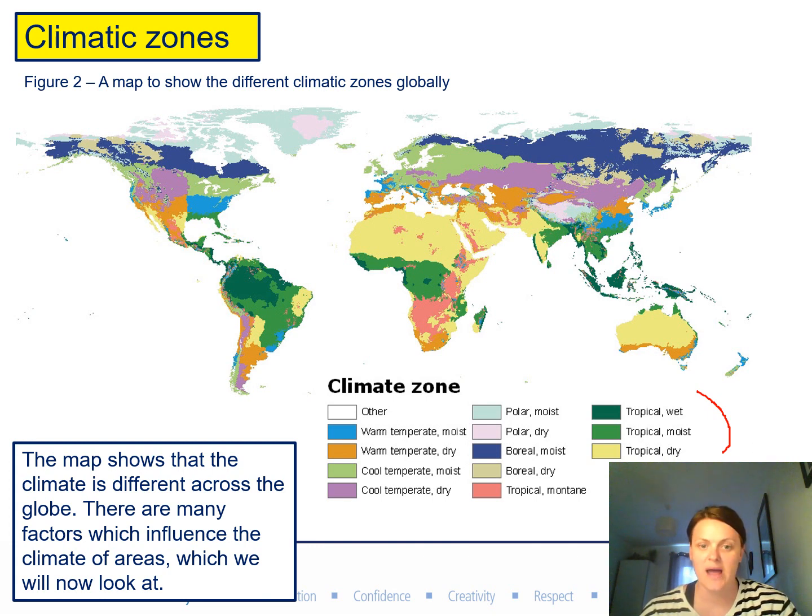So if we have a look where the rainforests are, for example, the Amazon, the Congo and Southeast Asia, you can see as they're along the equator, most of them are either tropical wet or tropical moist, which refers to their location being tropical because they're on the equator, and wet or moist because of the rainfall that they receive.